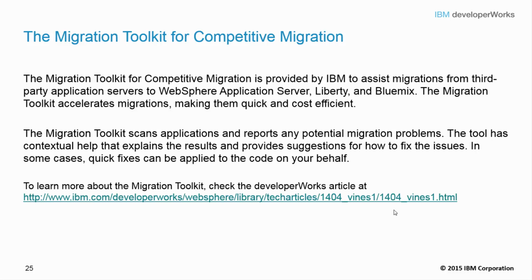Another type of software analysis can be done using the migration toolkit for the comparative migration, which we installed into the Eclipse in a previous section. The migration toolkit for the comparative migration is provided by IBM to assist migrations from third-party application servers, in this case Tomcat server, to the WebSphere Application Server Liberty and Bluemix. The migration toolkit obviously accelerates the migrations, making them quick and cost efficient.